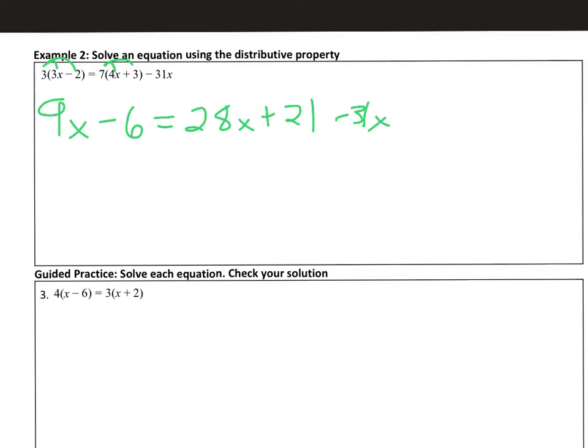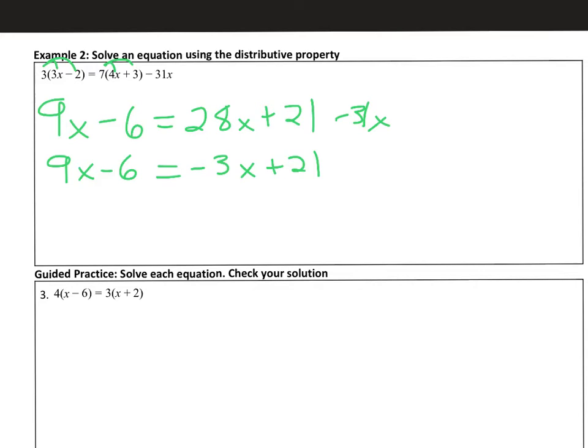So when I look at this, can I simplify the left-hand side by combining like terms? Doesn't look like I can. 9x and negative 6 are not like terms. However, on the right-hand side, I can combine some like terms. 28x and negative 31x combine to be negative 3x plus 21. Now I've got both sides simplified.